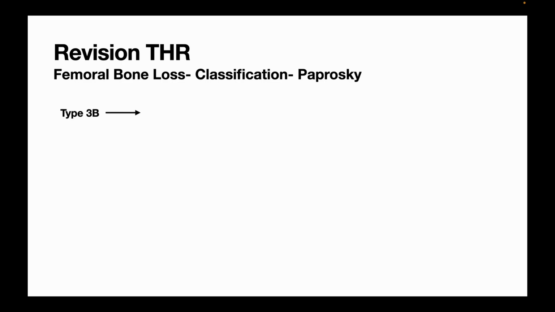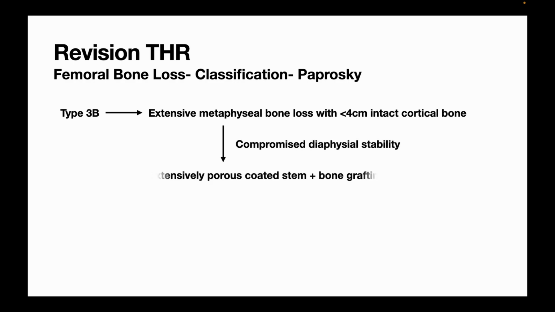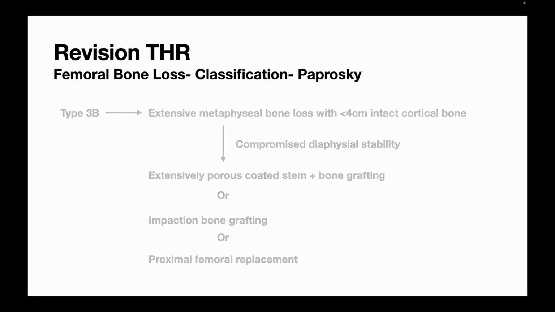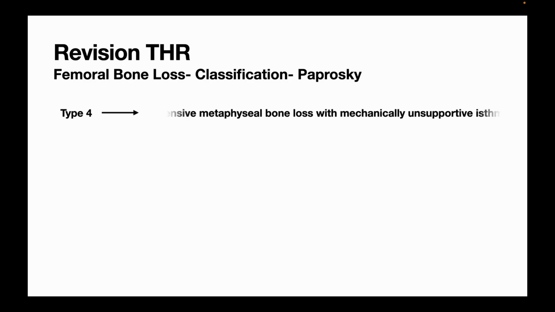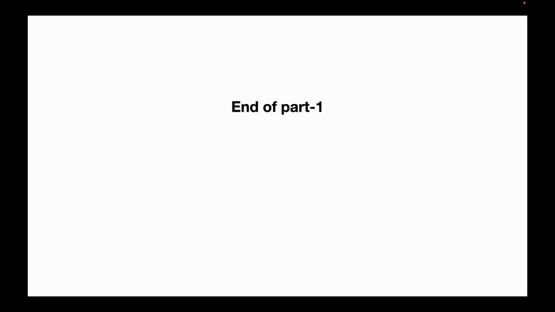When the stem stability is compromised due to deficient cortical bone, then the options may have to be extended beyond impaction bone grafting to proximal femoral stem replacement like in type 3B. And finally, when the bone loss is so extensive that the isthmus is unsupportive, an allograft prosthetic composite or a proximal femoral replacement are the options left for the surgeon.